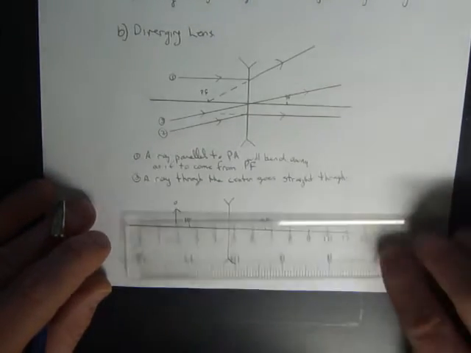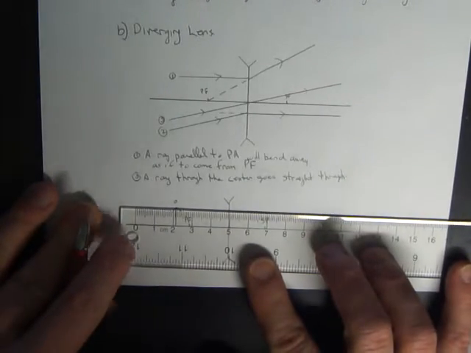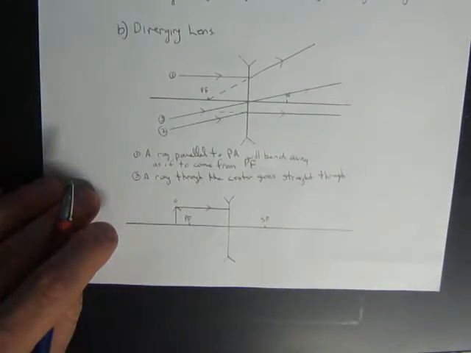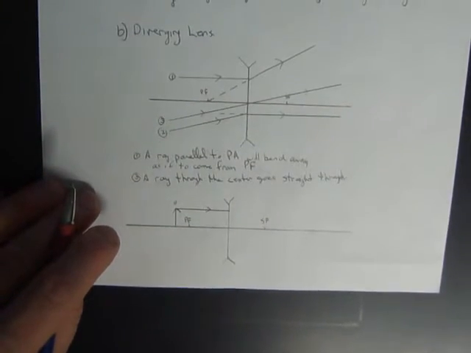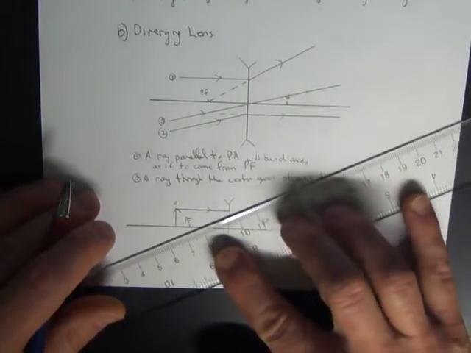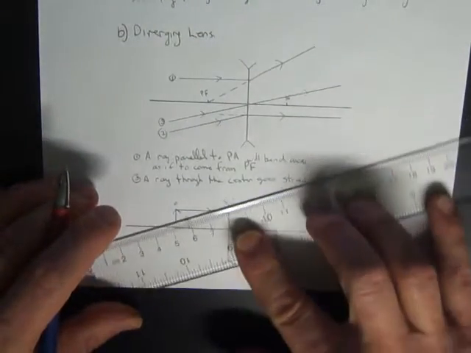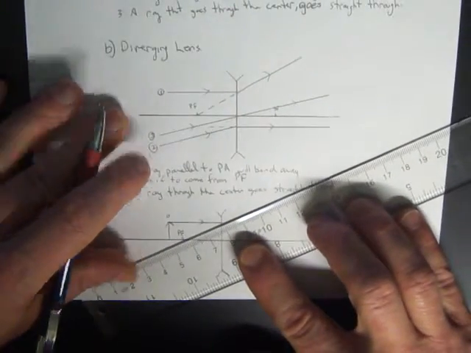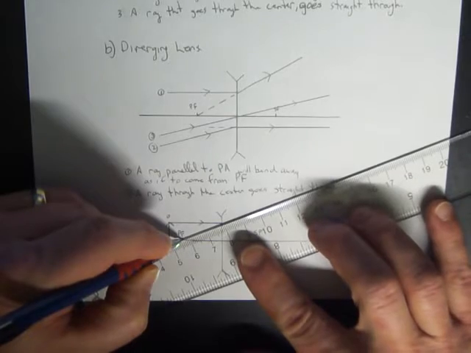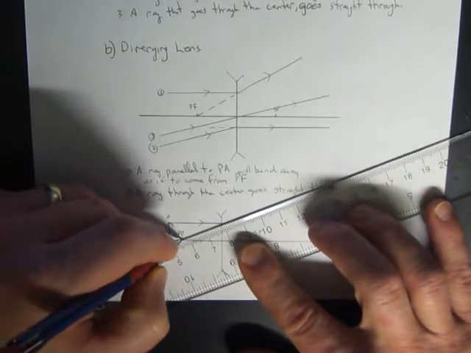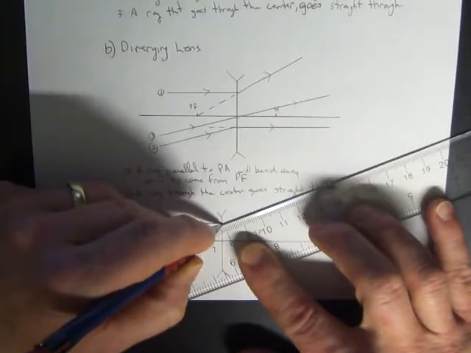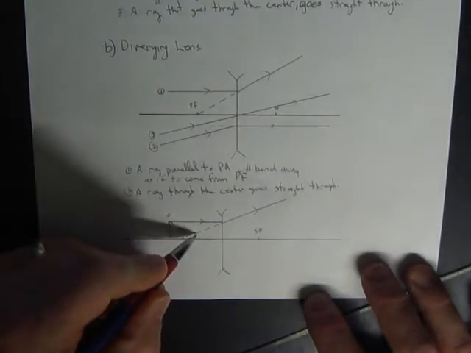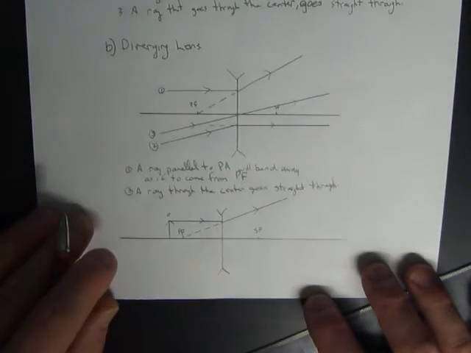Rule number 1, from the top of the arrow, a ray that comes parallel to the PA will bend away as if it came from the PF. So I put my ruler on the PF, I put my ruler on the point where it touched. I'm going to draw a dashed line on the front side and a solid line on the back side, because the dashed line isn't a real ray, it's a virtual ray.